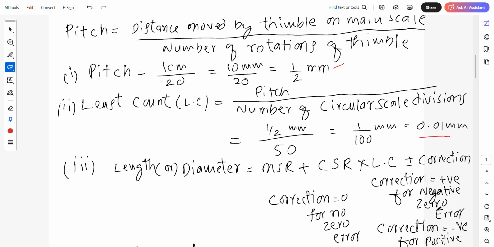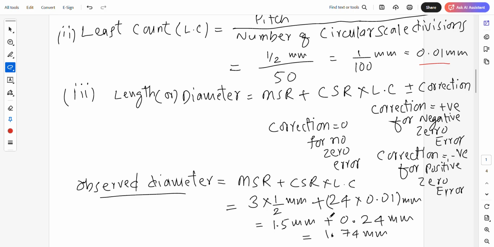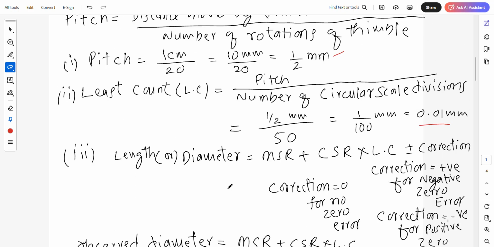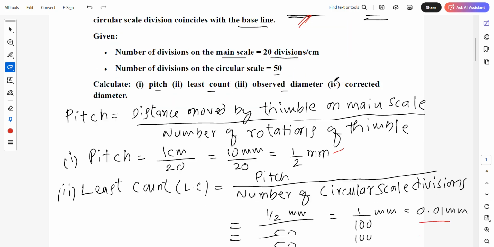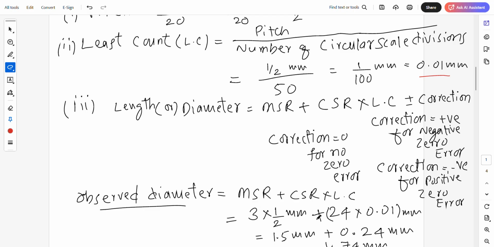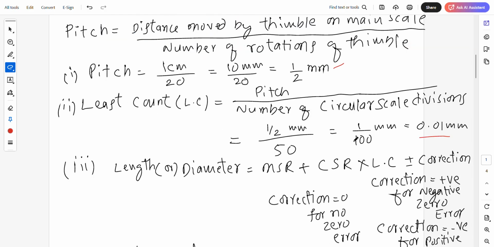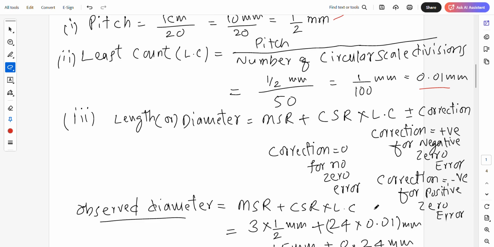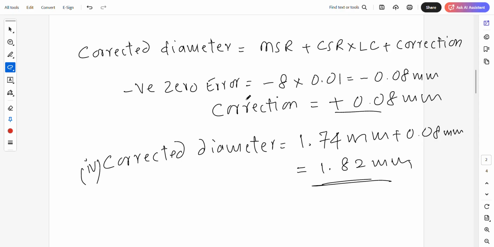We know that correction is plus for negative zero error, minus for positive zero error, and zero for no zero error. Observed diameter: MSR, main scale reading, 3 is given. Whenever main scale comes, you have to multiply it by pitch, which is 1 by 2, that is 0.5. Plus CSR, circular scale reading, 24 is given. Whenever circular comes, you have to multiply it by least count, that is 24 into 0.01. You got the observed diameter. Now to get corrected diameter, just add the correction here because it is negative zero error.